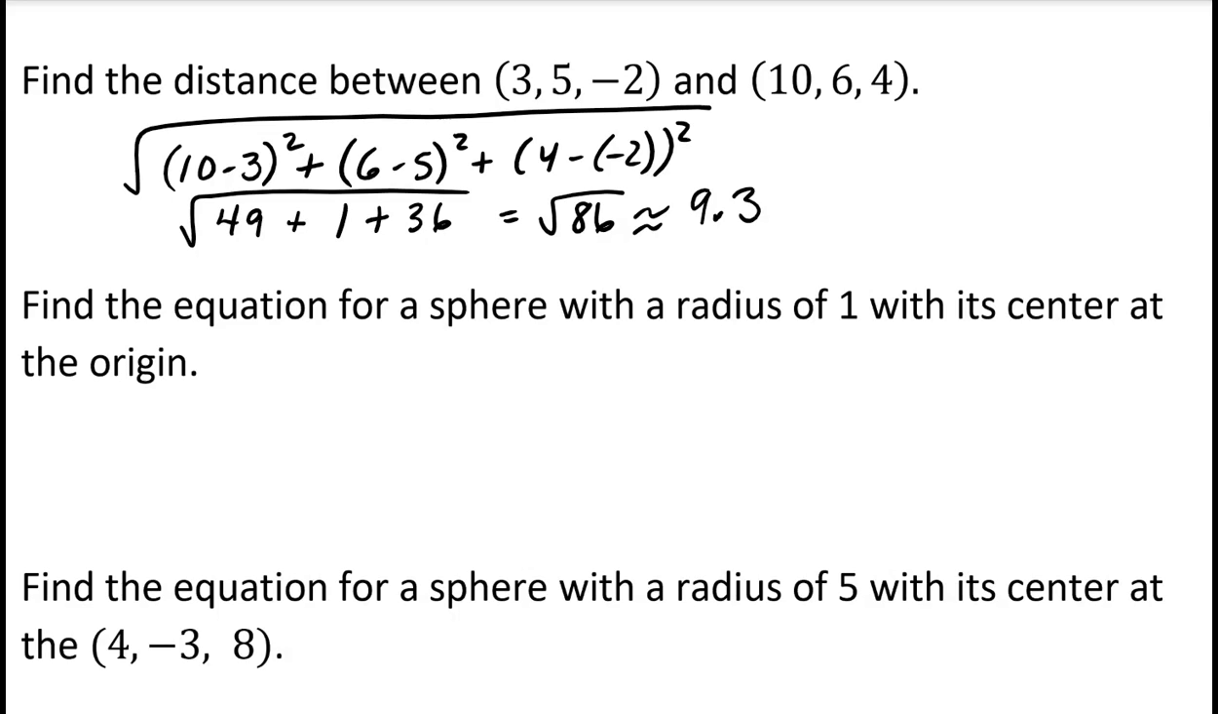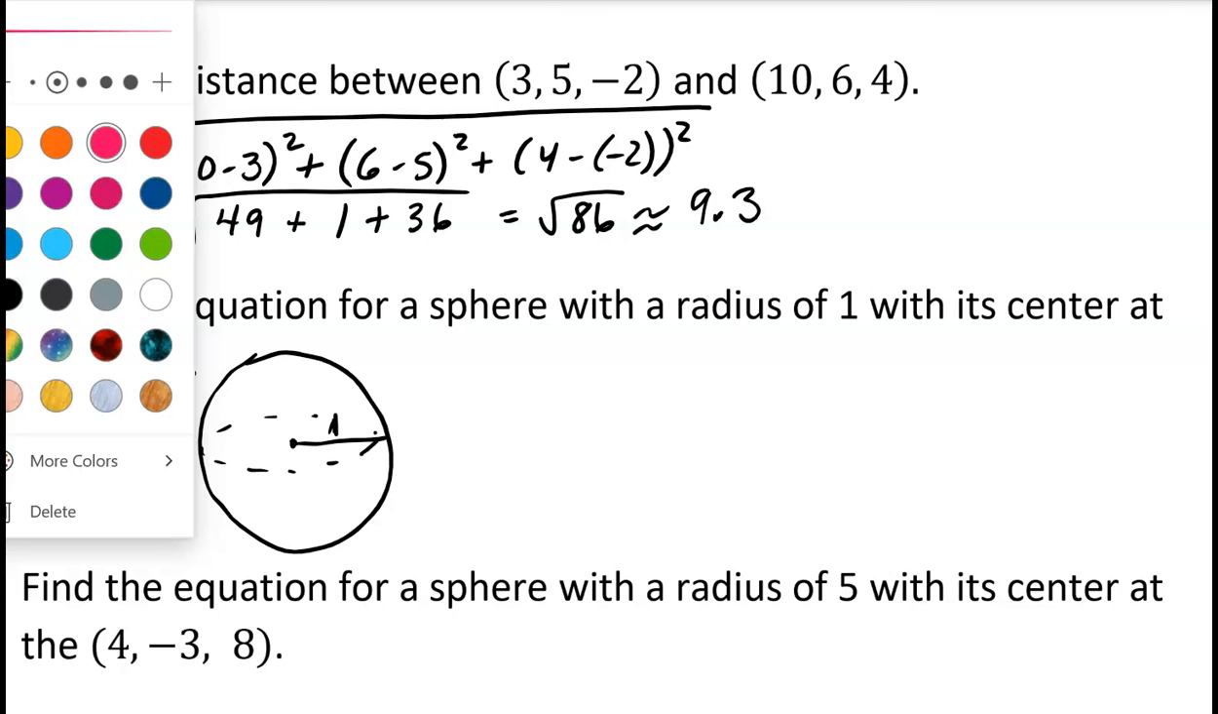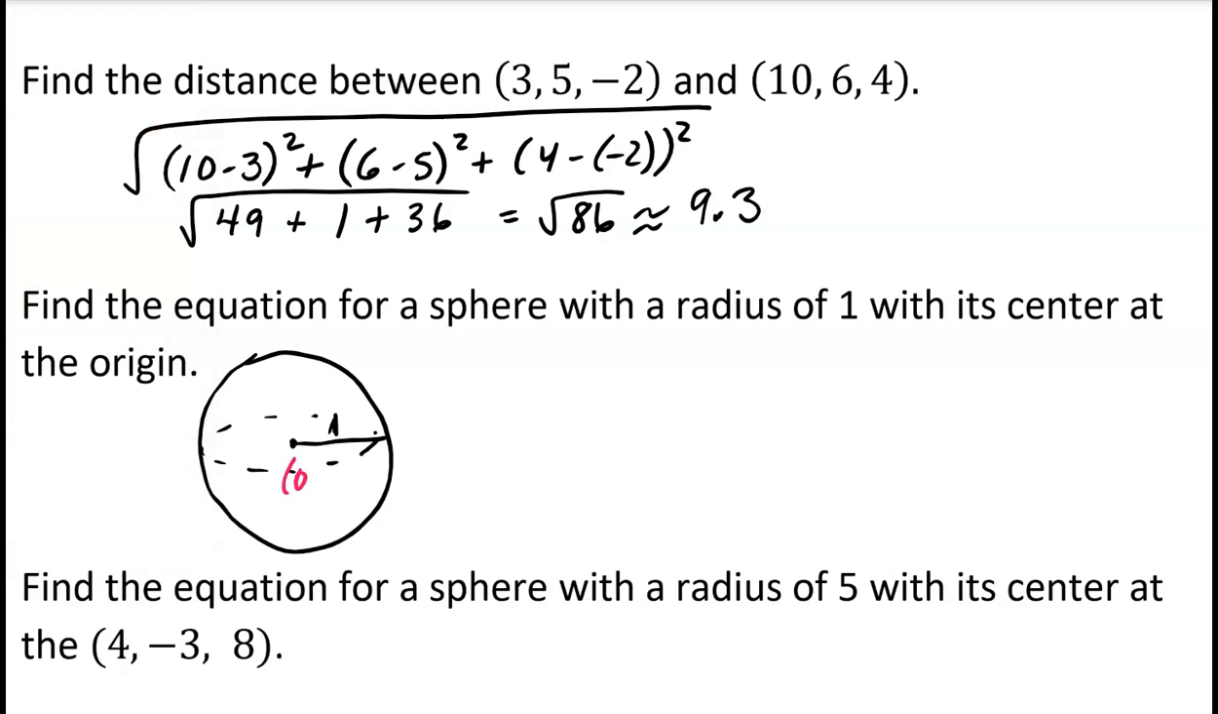We can use the distance formula to help us write equations for three-dimensional shapes. So let's find the equation for a sphere with a radius of 1 with its center at the origin. Let me sketch this up as best I can. We'll be doing a lot of sketching this semester, and I know it's sometimes difficult, so we're going to get better at it. That's okay if you're not a great drawer; we're going to work at it. Okay, so I drew my radius in as 1, and I labeled my center at 0, 0, 0. This was given in the problem.